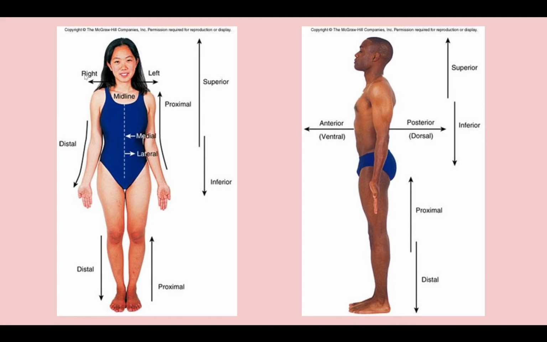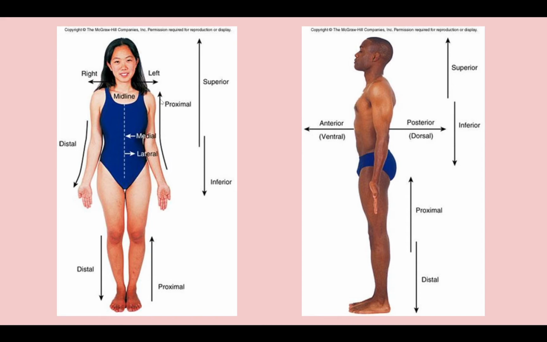So here's a girl, and we're going to look at the front view of her, and this is the side view of this young man. So this front view, if we see the arrow pointing toward her middle, that's medial, but if it's going towards the outside, that's lateral. Superior is above, inferior is below.